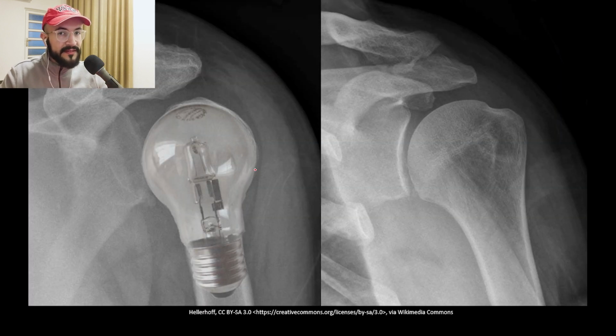And because of that, the humeral head would have no details in its borders, so it would have borders that look like a light bulb. So as you can see in this picture here, the humeral head looks like a light bulb in comparison with the normal humeral head, which has details in its borders and doesn't look like a light bulb. And that is what we call the light bulb sign.